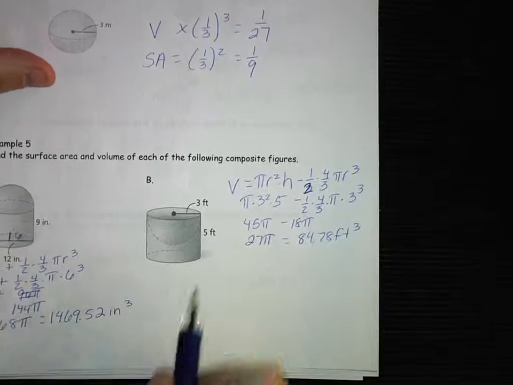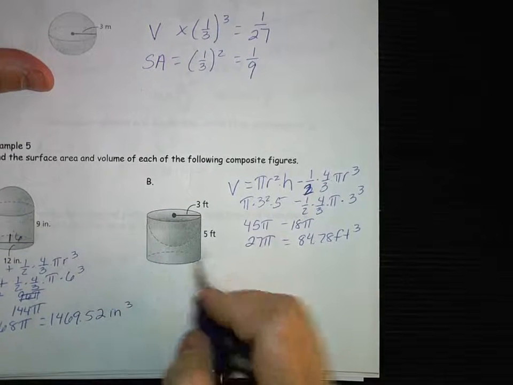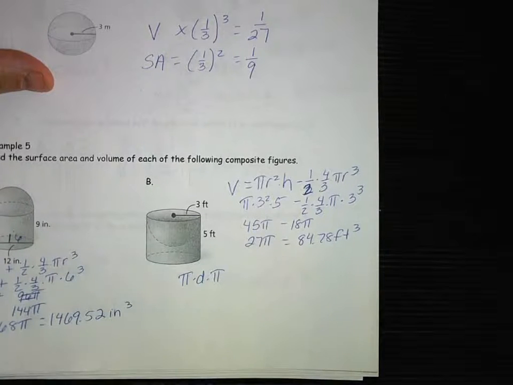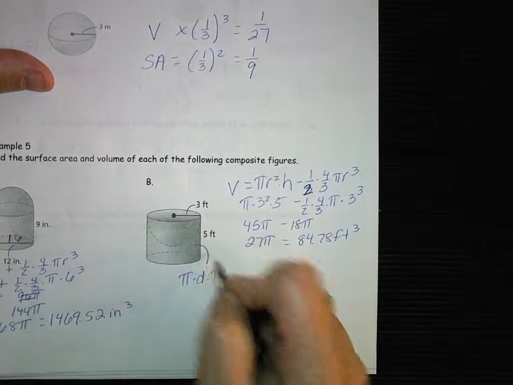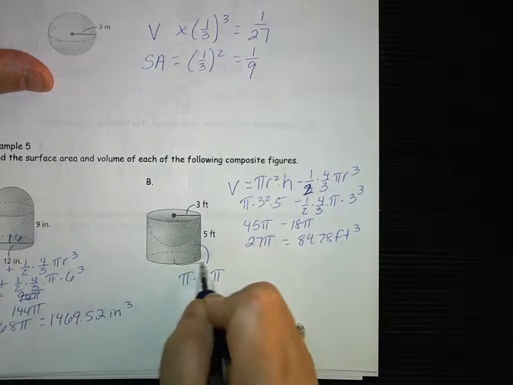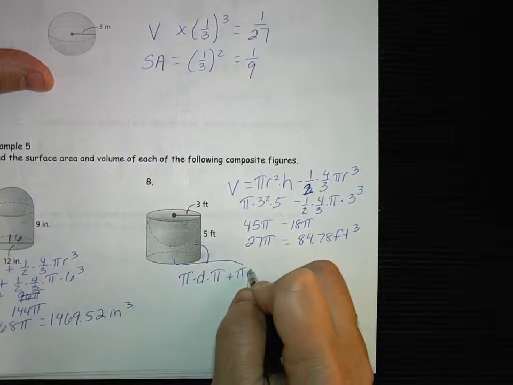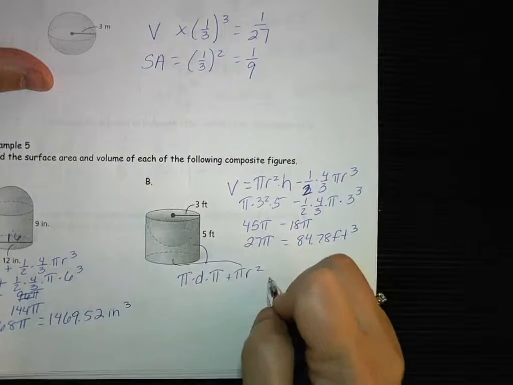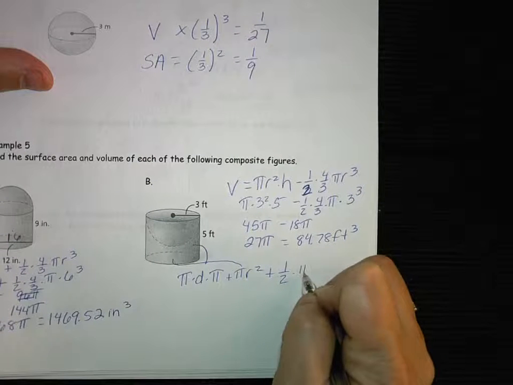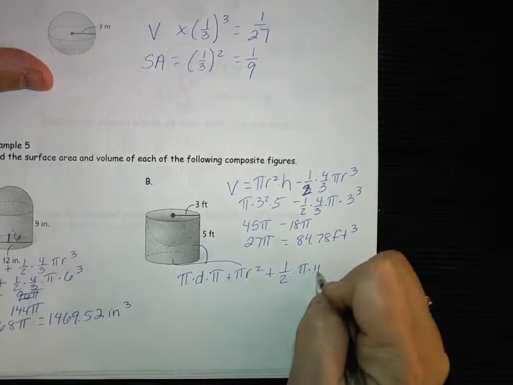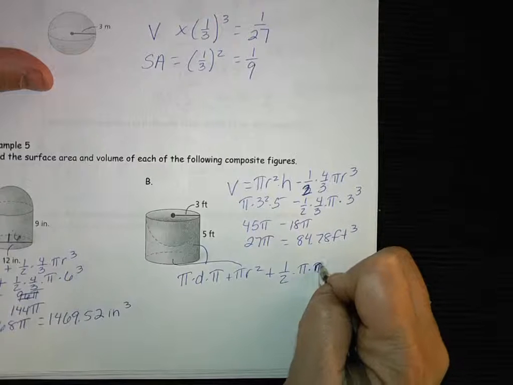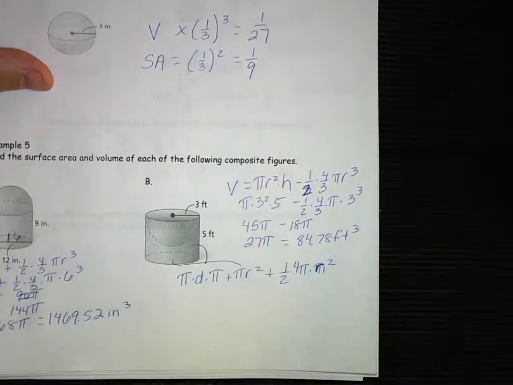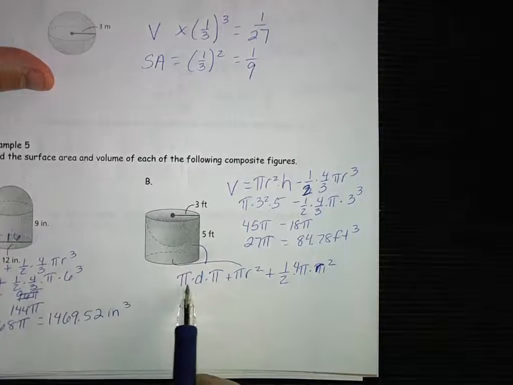Now surface area here, we're going to have to do the lateral area, which is pi times diameter times height. So that's our lateral area. Then we need the area of that circle, which is pi r squared. And then we need half of this sphere, so 1/2 for pi r squared. Sorry about that. This is a height right here.